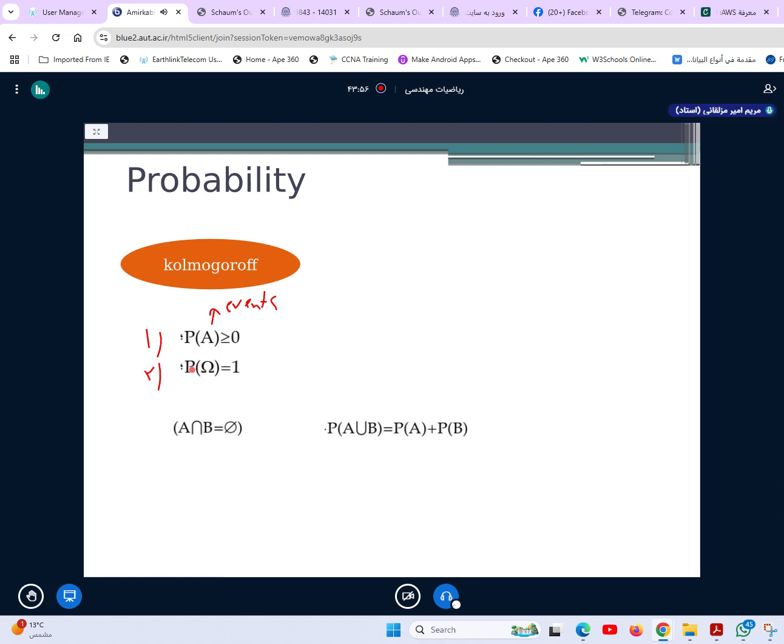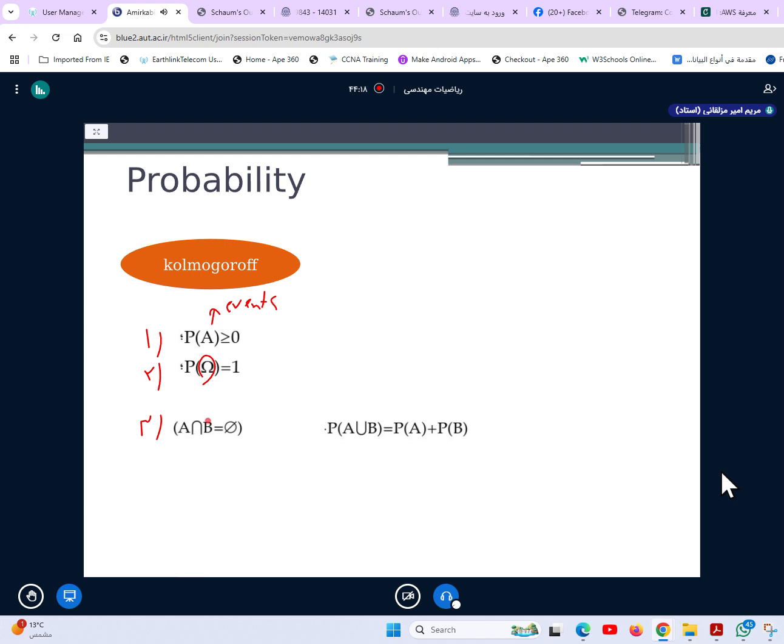Second condition, the probability of the sample space. Omega is used for the sample space. The probability of the sample space is equal to 1. It's clear that the probability of the sample space is equal to 1. And the third condition that the probabilities should satisfy is this condition.